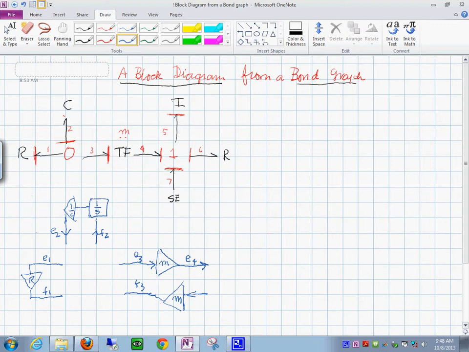Now let's try this I element in here. What goes in is E sub 5, right? And then this is F sub 5. So what happens over here? It gets integrated first by 1 over s, and then gets multiplied by 1 over I, and out of this comes F.